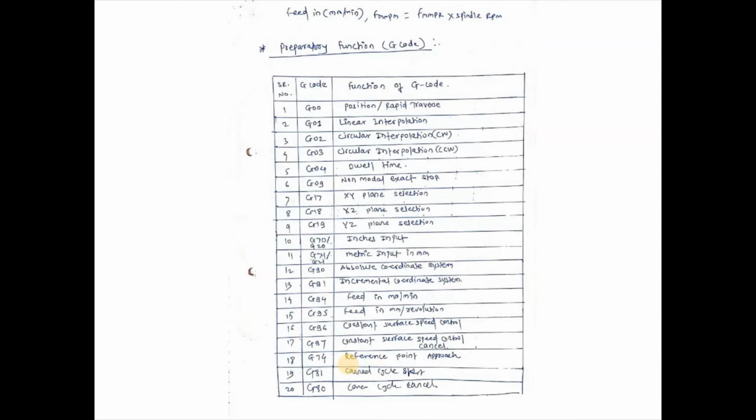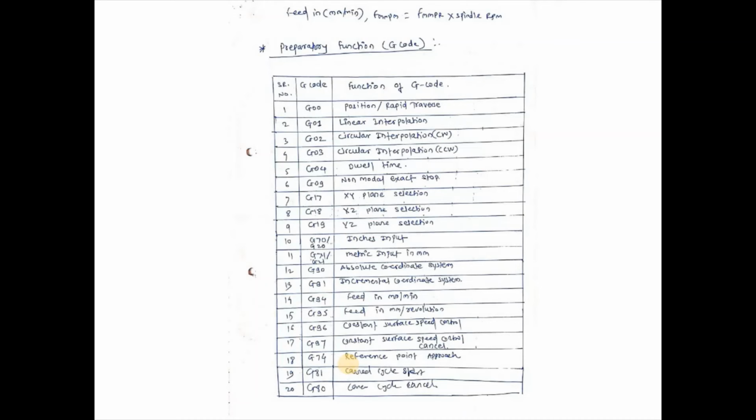Next, G94 or G95. This is used for the feed rate value, in mm per minute or mm per revolution. If you are going to use G94, your feed value must be in mm per minute. If you want to use G95, your feed value is in mm per revolution. As per your concern, you can take any code. G96 is basically used for constant surface speed control. G97 cancels that constant surface speed.